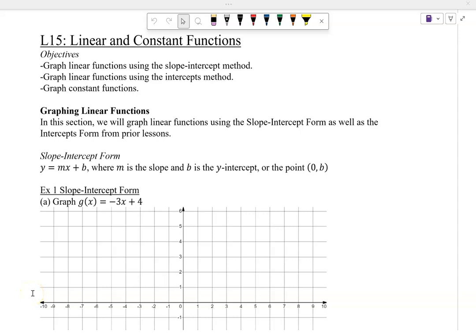We're going to take a look at linear and constant functions. So we're going to graph using the slope-intercept method, and then the intercepts method. We'll remind you about how we did that with the intercepts method from 4. I think that was L12, and graphing the constant functions as well.